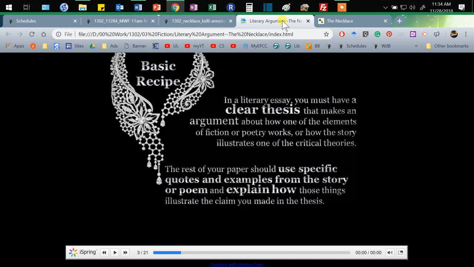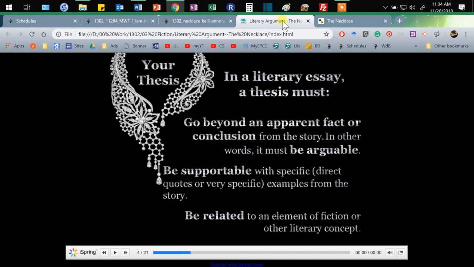Now, we've got to have that clear thesis. And this is nice because I'm giving you questions, so your thesis is just the answer to the question. And, of course, the rest of the paper just explains it. How did you get there? Now, here's where you've got to go beyond with your thesis with literature, that obvious. For us to write a paper about the fact that one of the themes of this story is people should be honest in the first place instead of trying to hide things. Yeah, I mean, what are we going to talk about?